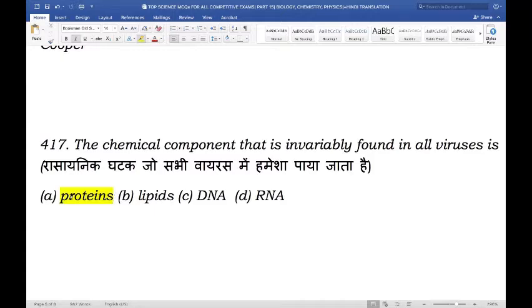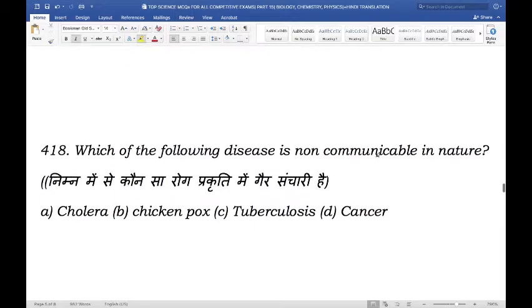Sometimes the capsid is surrounded by an additional spiky coat called the envelope, and this allows viruses to latch onto host cells and get inside them. So proteins is found in all viruses.